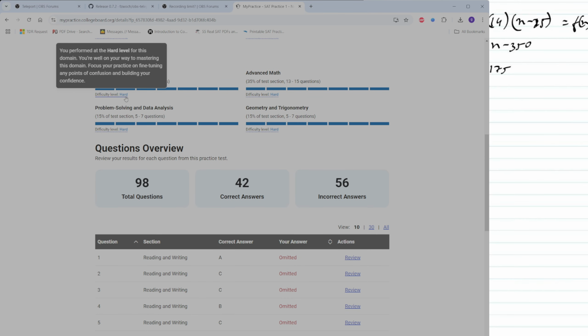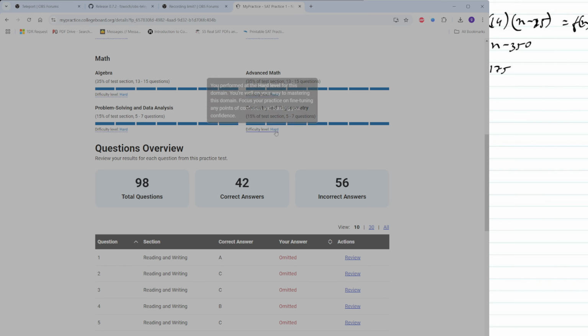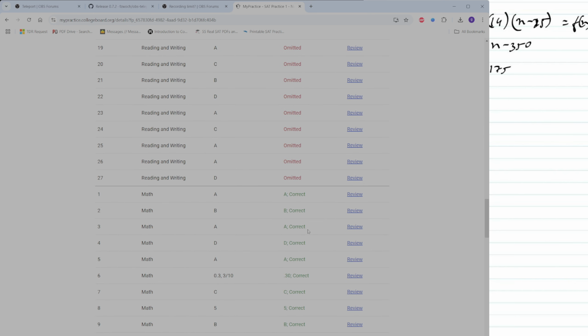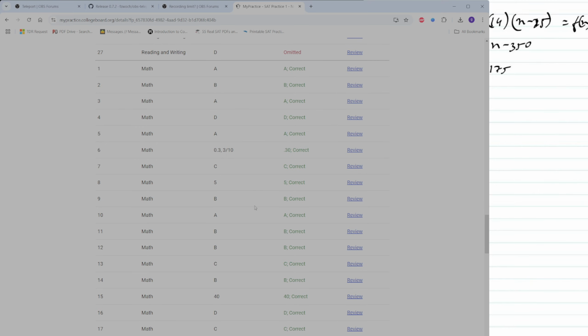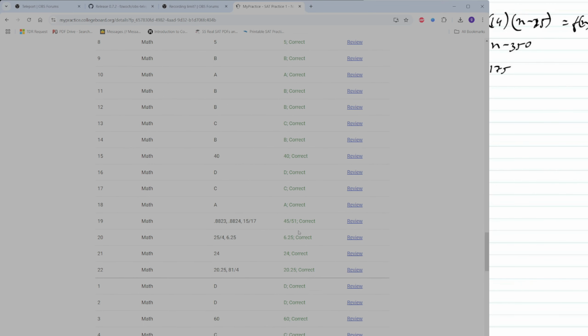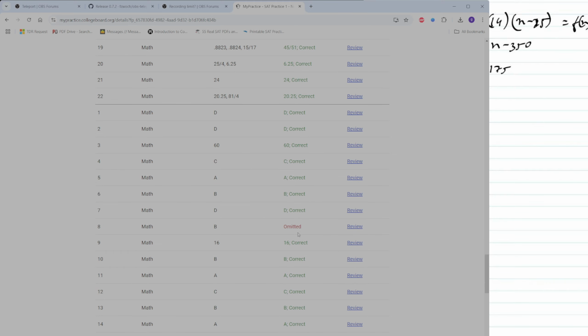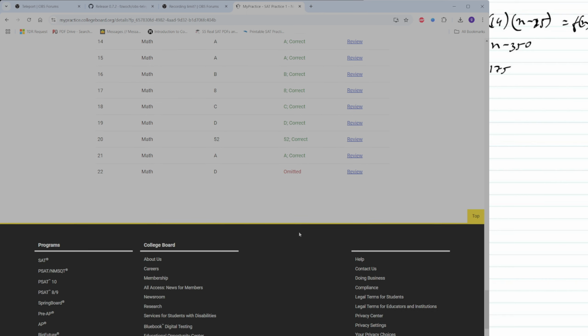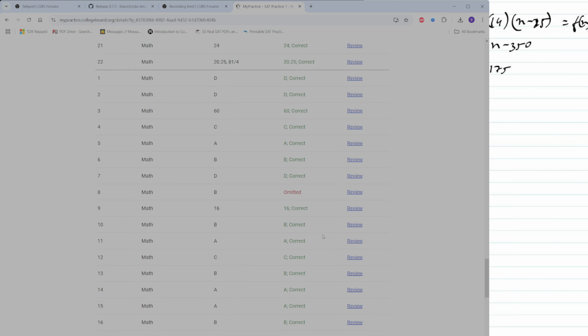So the algebra section difficulty was hard, advanced math was hard. They have difficulties as hard for everything. Okay, what we do want to see is how we did in the math portion. So in the math portion, for the first 22 problems, it seems like we got everything correct, which is great. And we marked number 8 for review, which we couldn't finish. And the last problem also we couldn't finish.